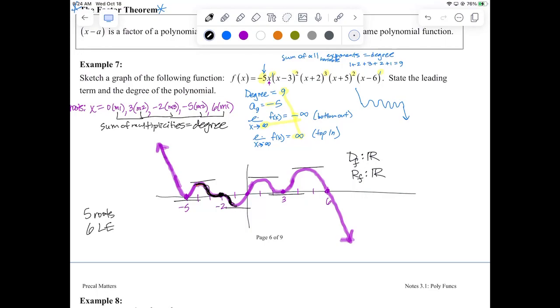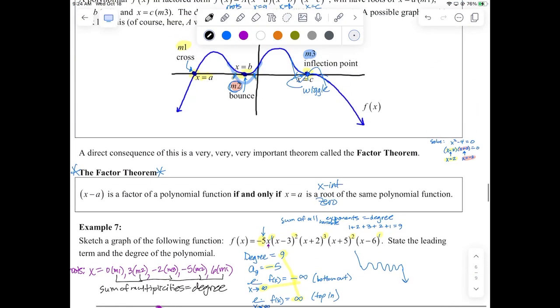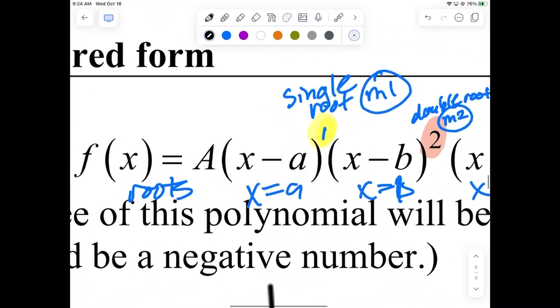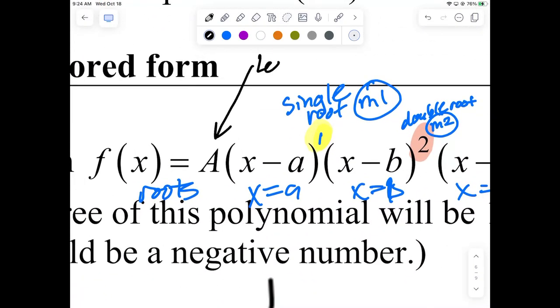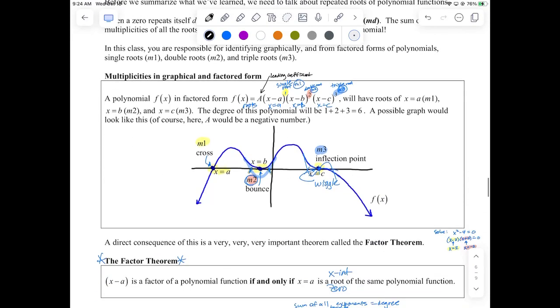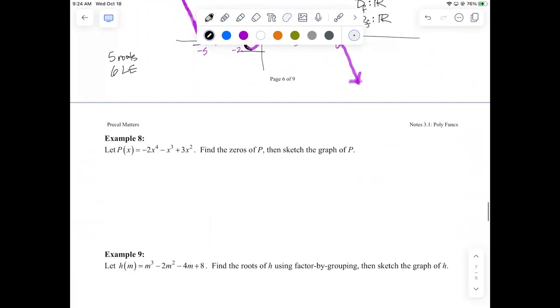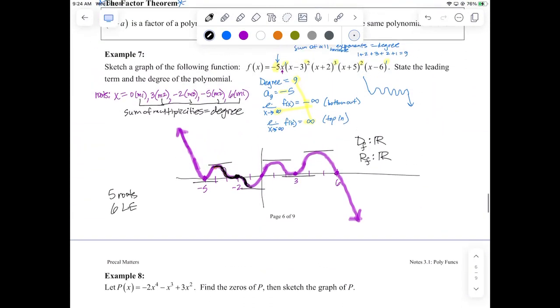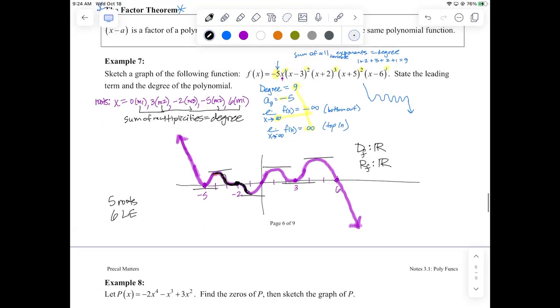Okay? That's what this A is right here. This A in this equation up here is your leading coefficient. It's just in factored form. Okay? That's your leading coefficient. Good question. Good distinction. All right. Y'all think y'all could do one like that? Yeah. Okay. Now that one was easy because it was given to you in factored form, right?